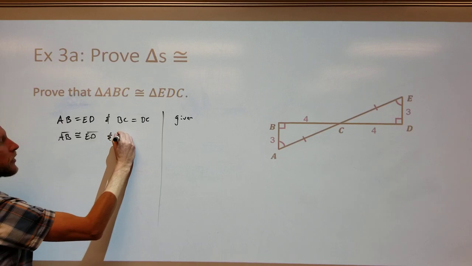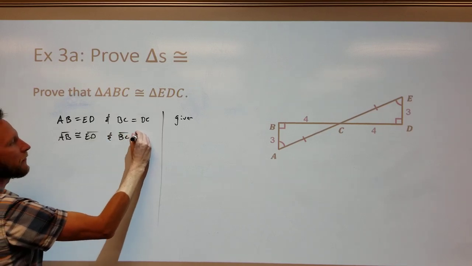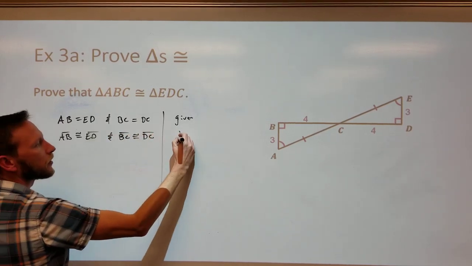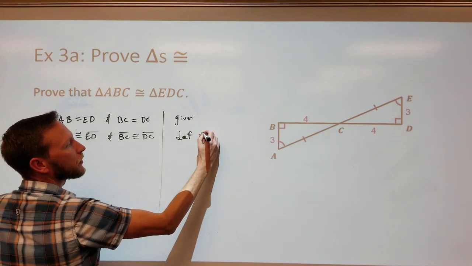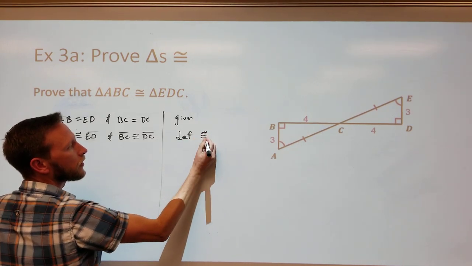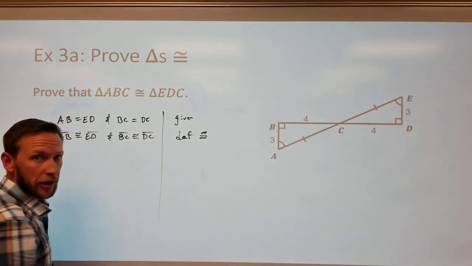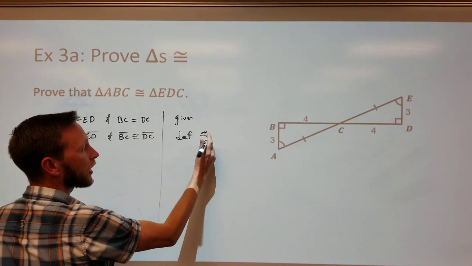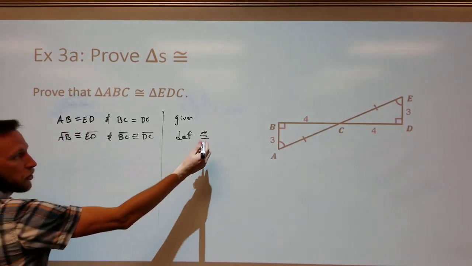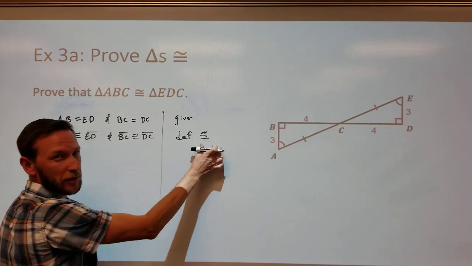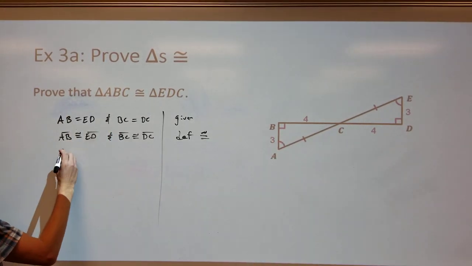And it means that these segments are congruent by the definition of congruent. Remember, congruent segments have equal lengths. If segments have equal lengths, then they are congruent. If segments are congruent, then they have equal lengths. So we're going to use the definition of congruent segments. You can write congruent segments here, or you can just write definition of congruent, and that will work for us.